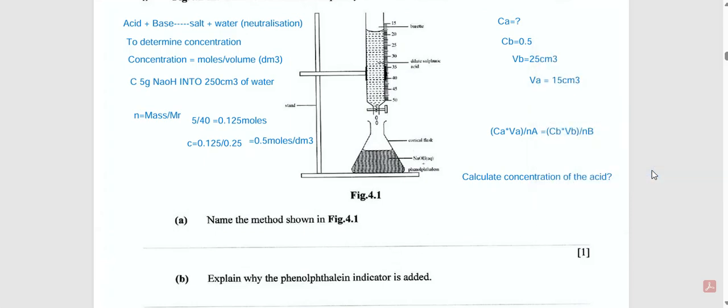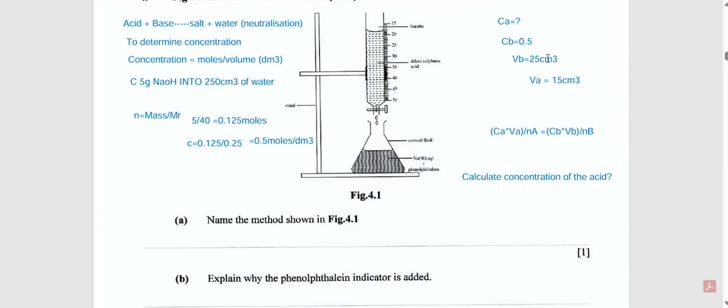Okay, so last time takagumira pa titration example. So let's continue from there. So it's an exercise that I'd want you to do. I want you to calculate the concentration of the acid given that the concentration of the base is 0.5, the volume of the base is 25 cubic centimeters.